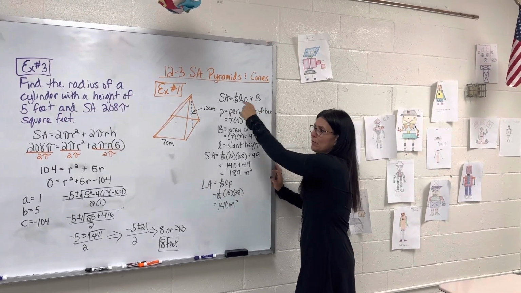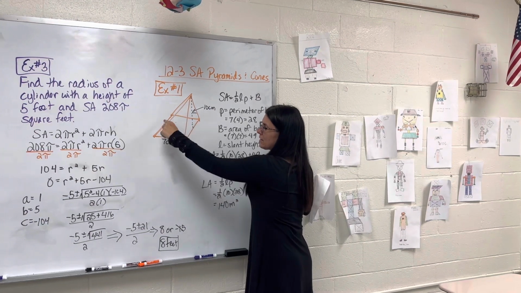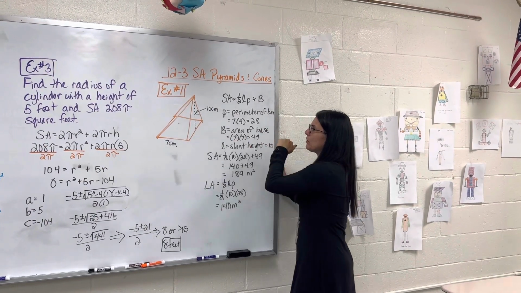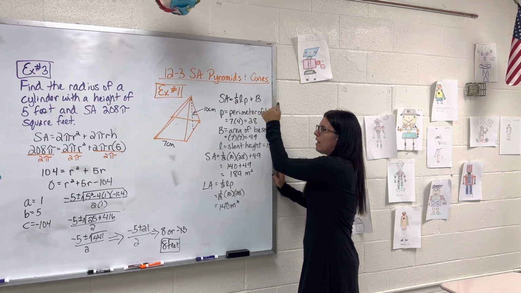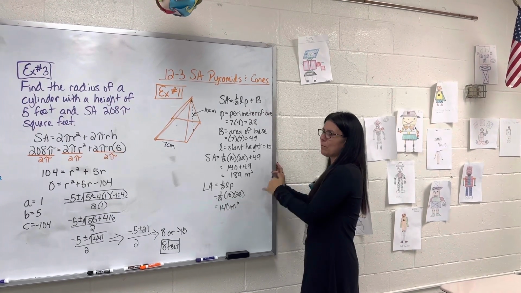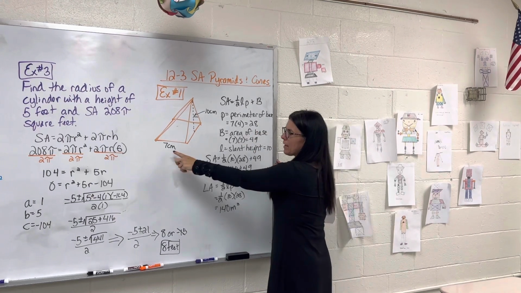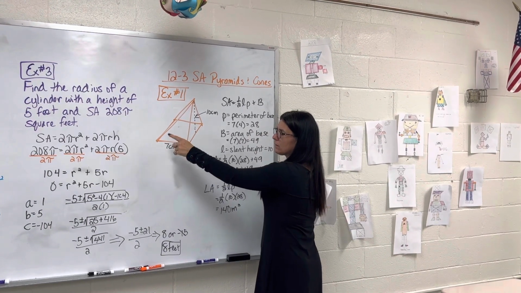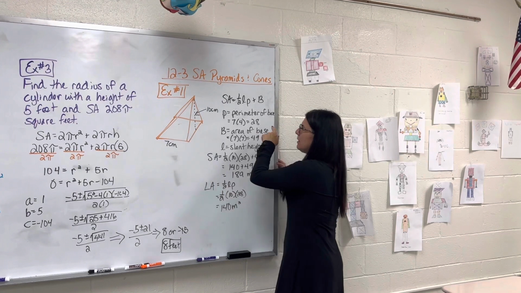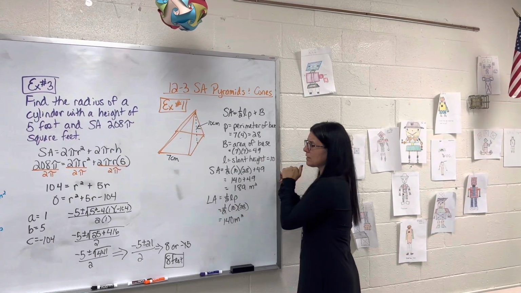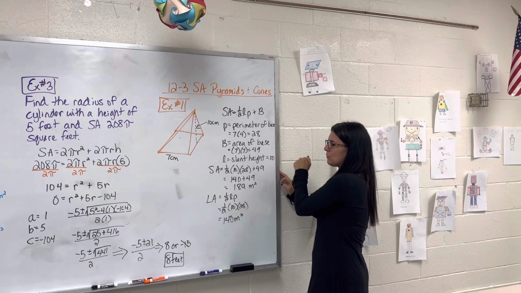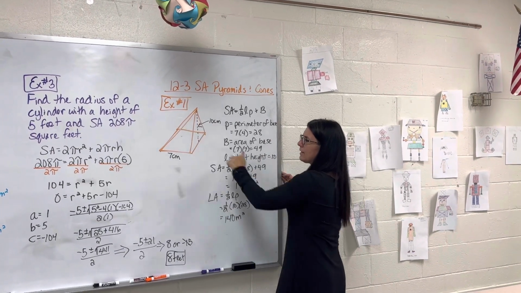P is the perimeter of the base. In this case, this is a square. You'd have to find the perimeter of that square, and then B is the area of the base. Don't get those confused. As always, I spell everything out before I plug it in. Perimeter of the base, we have 7 times 4. 7 plus 7 plus 7 plus 7 gives me a perimeter of 28. Area of the base, this is a square with a side of 7, so the area of that base is 49. And again, the slant height is 10.